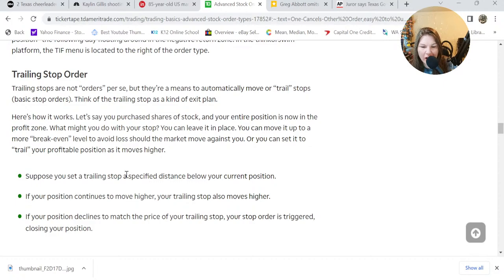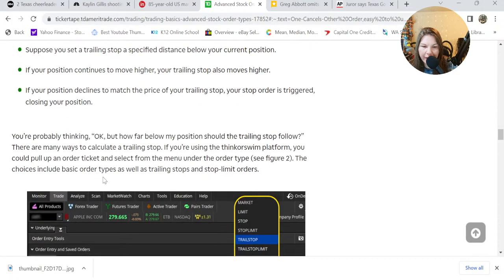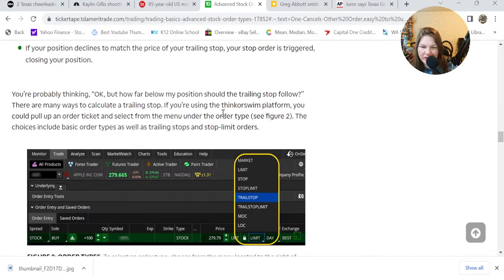Suppose you set a trailing stop at a specified distance below your current position. If your position continues to move higher, your trailing stop also moves higher. If your position declines to match the price of your trailing stop, your stop order is triggered, closing your position. You're probably thinking, okay, but how far below my position should the trailing stop follow?